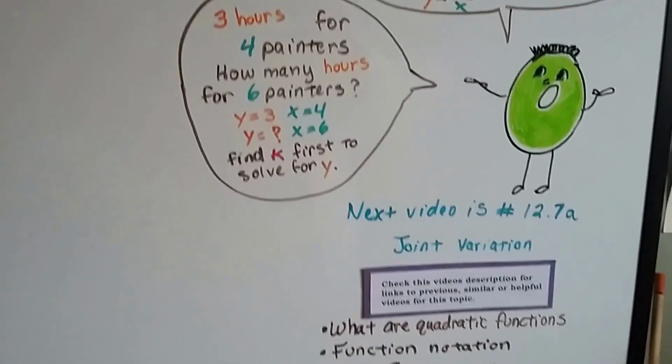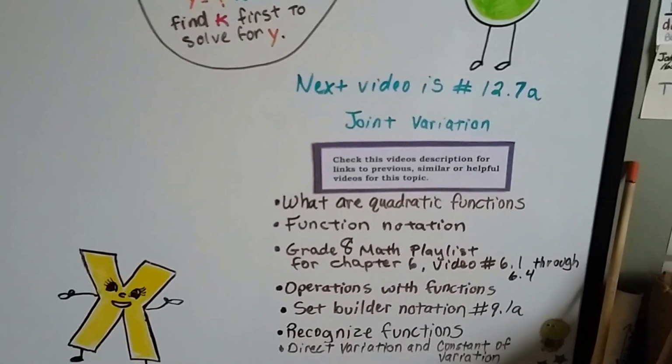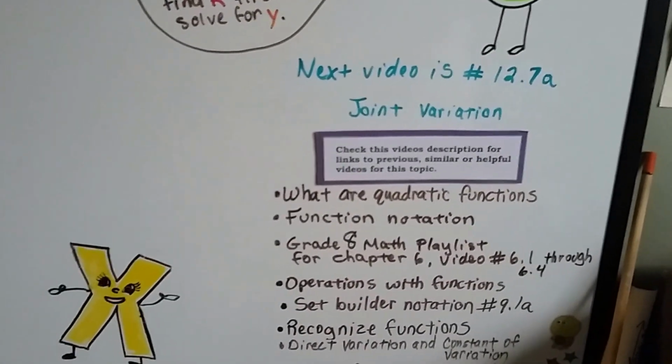All right? Our next video is 12.7a. We're going to talk about joint variation.